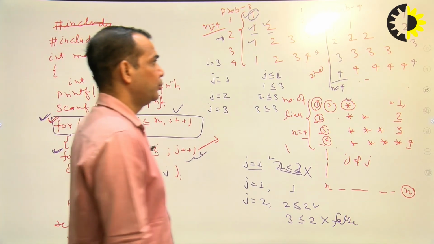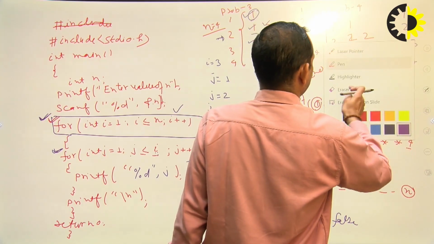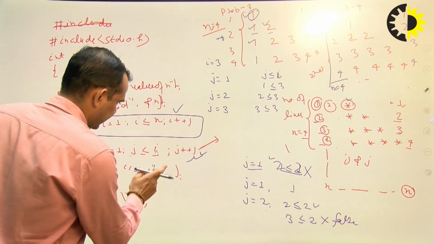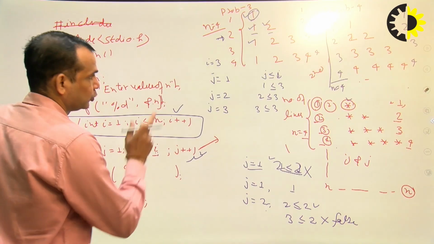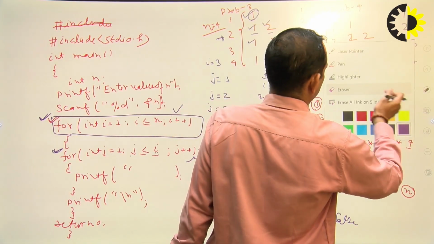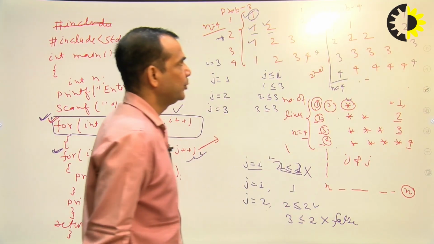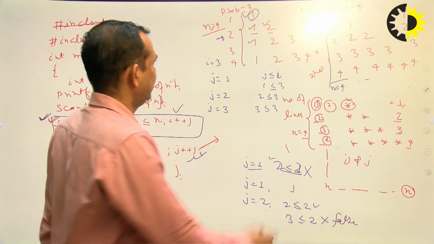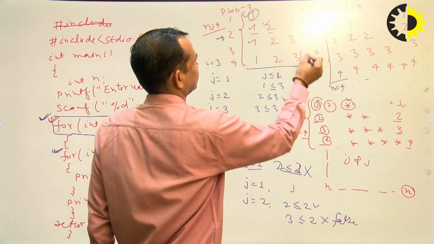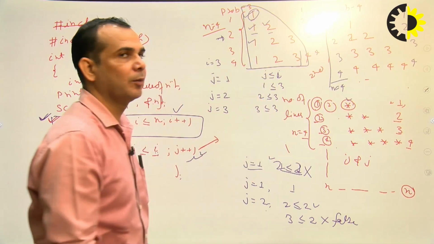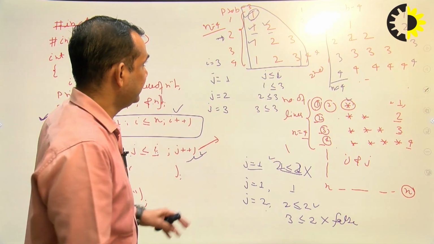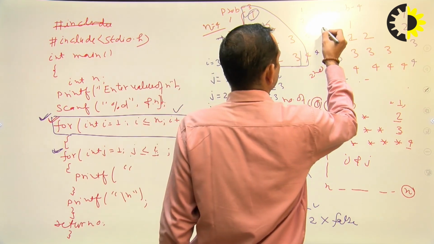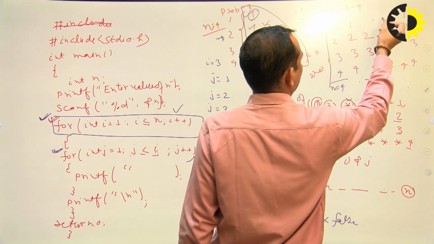So what do we have to change? We have to change only what we print here, so that our output looks like this. If we print j here, it will print this pattern, but instead of this, when i equal to 1, what do we have to print? 1.